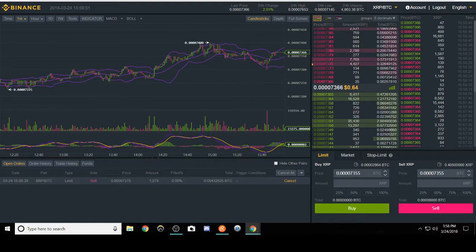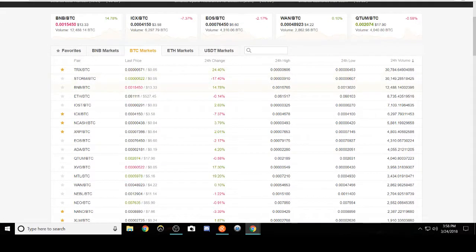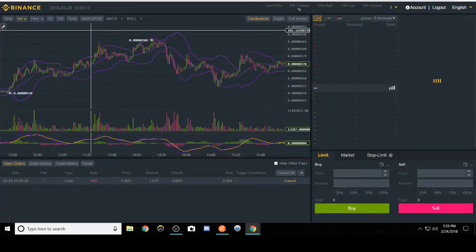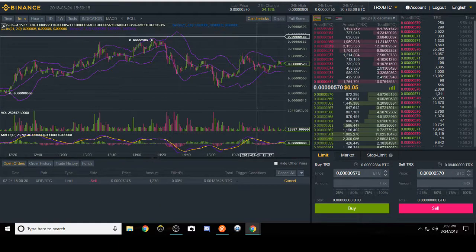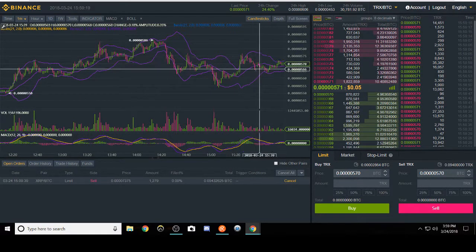All right, while we wait, let's go check out some other markets though. See what's hot in these streets. So was it TRX? This is one I like doing a lot too. I play around with this one a lot because it's easy too. It has a lot of volume. I like the high volume ones because the swings are big on them, and you can get in and out really fast on them.